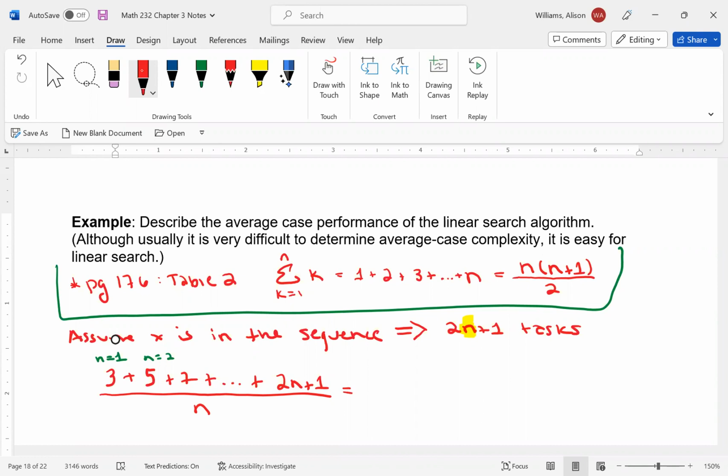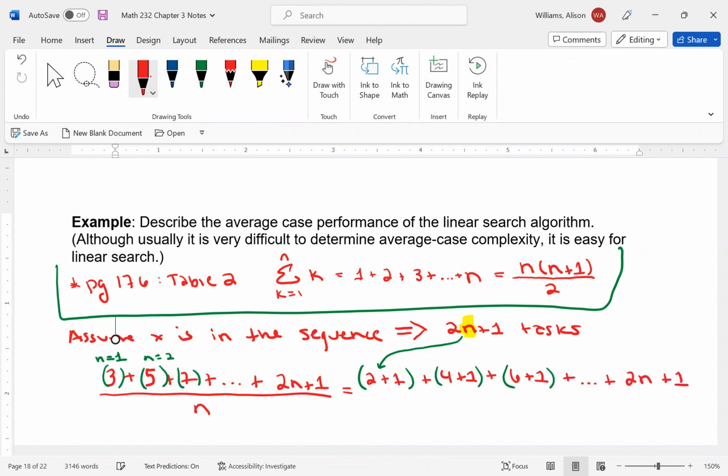3 happens to be 2 plus 1. I'm using this formula here and putting that as the 2 and the plus 1. 5 happens to be 4 plus 1. And 7 happens to be 6 plus 1. So I'm taking each of these and writing them as an even number plus 1. And that keeps going until I get to the last term, which is 2n plus 1.